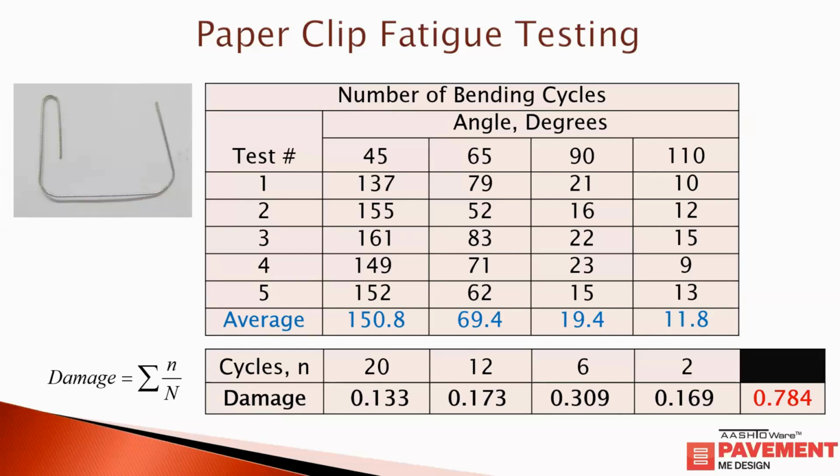Take that as a ratio of the average total number of repetitions, which is about 151, and your accumulated damage is going to be 0.133. And then you do that for 65 degrees, 90, 110, get each of those ratios, and then finally you get your total here at the end. So you're using an estimated 0.7, or almost 78.4%, of the total damage life of that paper clip.